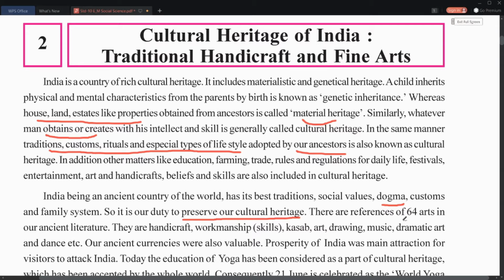There are references of 64 arts, very important thing. There are references of 64 arts in our ancient literature. 64 types of arts are there according to our ancient literature. They are handicraft, workmanship means skill, kasab is also a skill, art, drawing, music, dramatic art and dance, etc. All of these are included in handicraft.